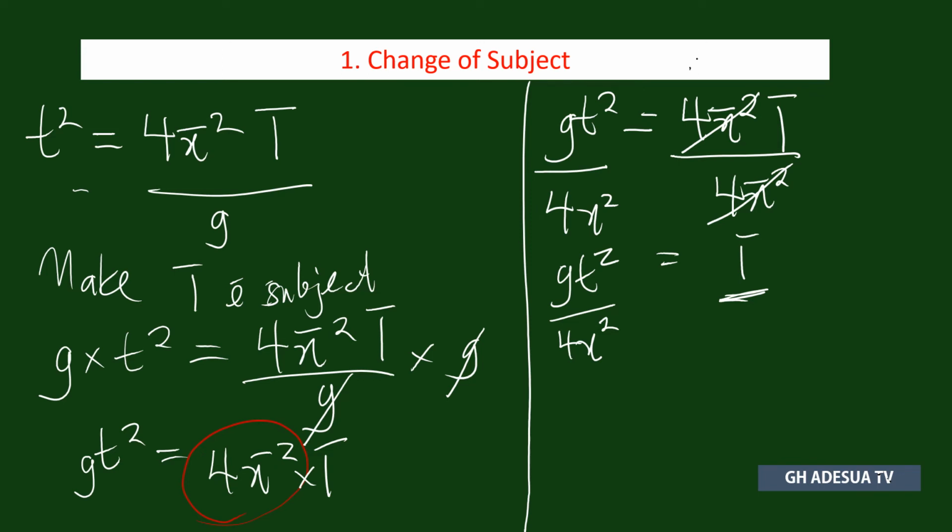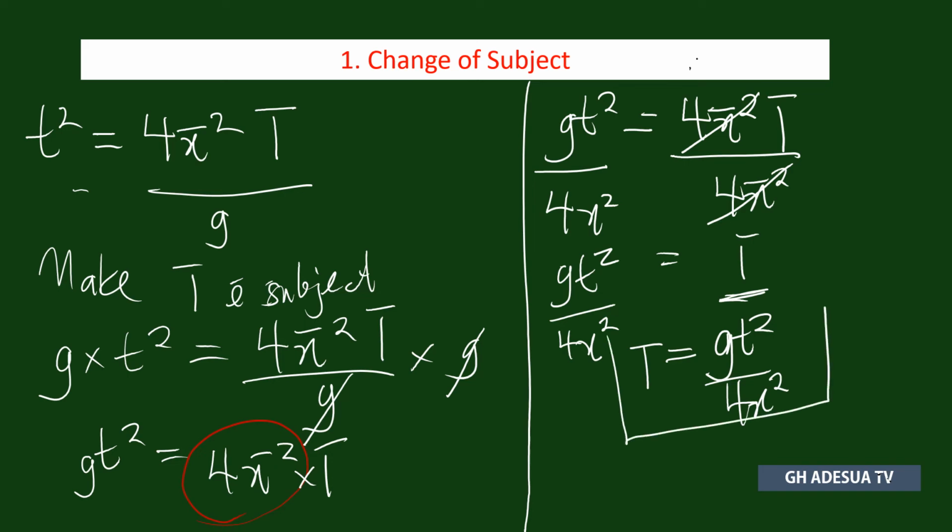But for proper writing, we write that t is equal to gt squared over 4 pi squared. I've made t the subject. This is how you are supposed to write it as your final answer. And then when I see that, you get your full mark.